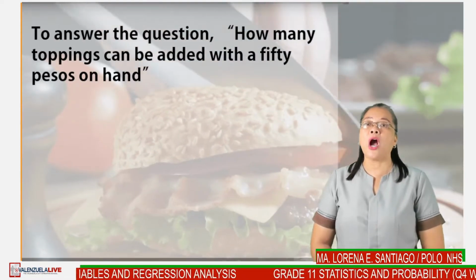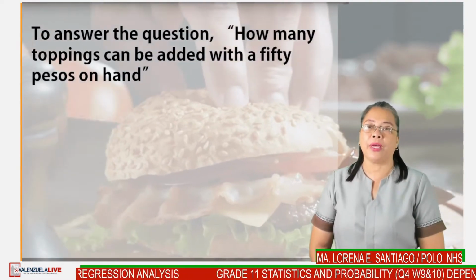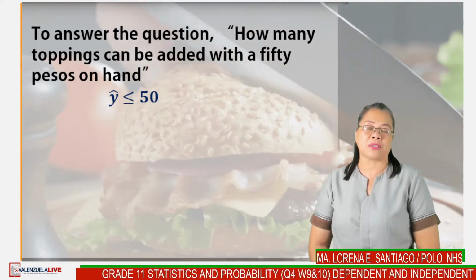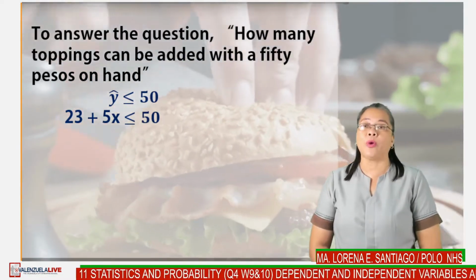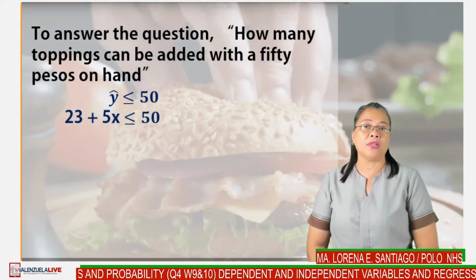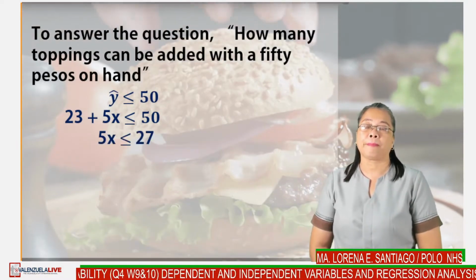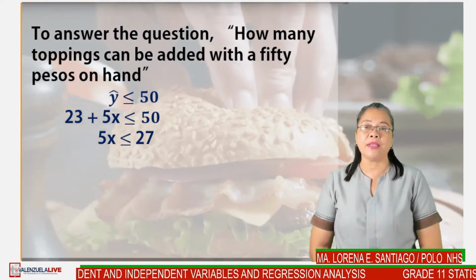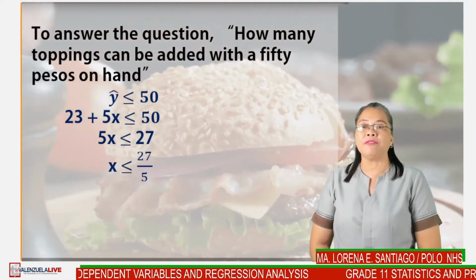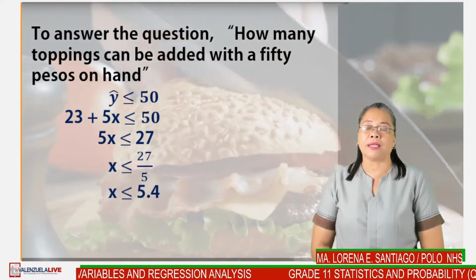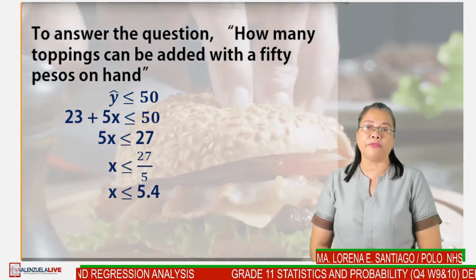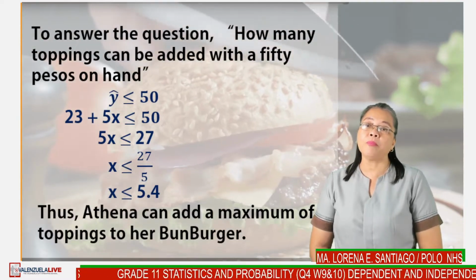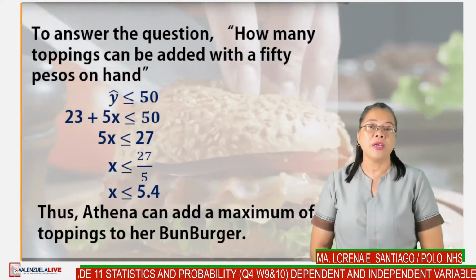To answer the question, how many toppings can be added with the 50 pesos on hand, let us assume that our y hat would be less than or equal to 50 pesos. If that is the case, our equation 23 plus 5x would also be less than or equal to 50. Thus, when we solve for x, 5x would be less than or equal to 27, and dividing both sides by 5 will give us 27 over 5, which means that our x would be less than or equal to 5.4. That implies that the maximum number of toppings that Athena can add to her burger is 5.